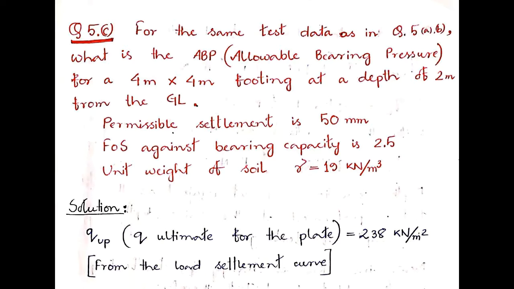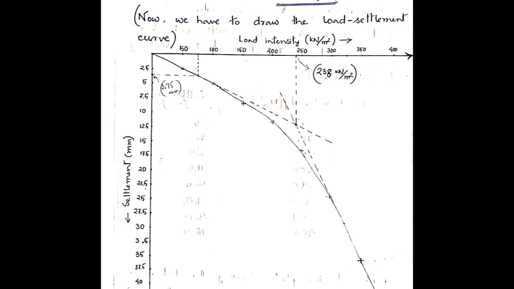Permissible settlement, factor of safety and unit weights are given. Now to find out the ultimate load for the footing, we have to find the ultimate load of the plate, which we will get from the load settlement curve of the plate load test. Now this is the load settlement curve.